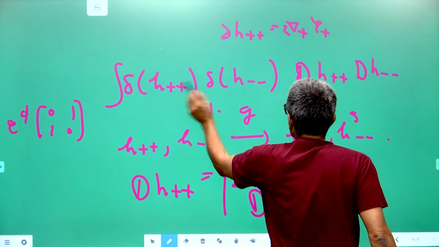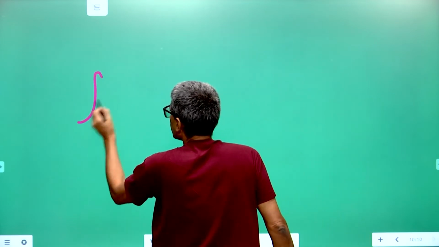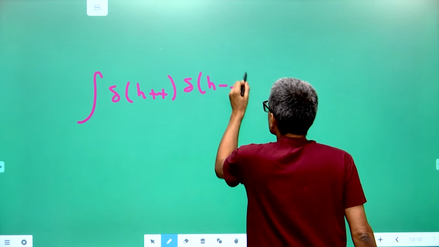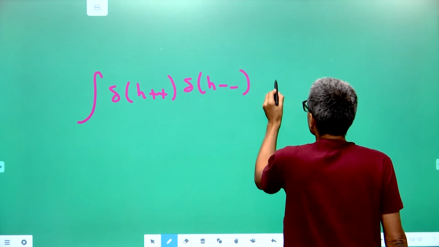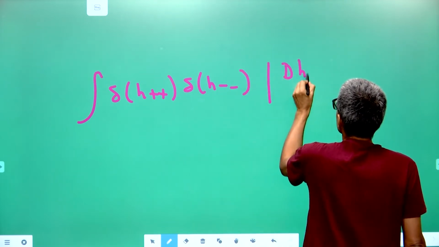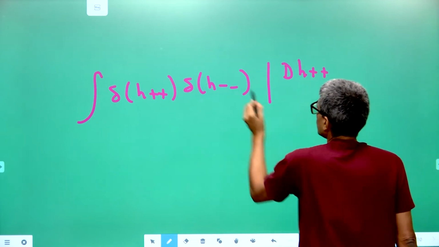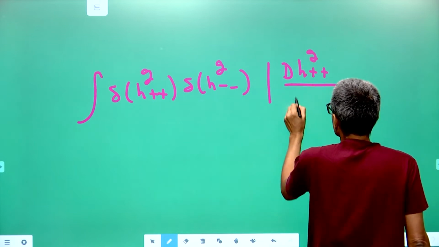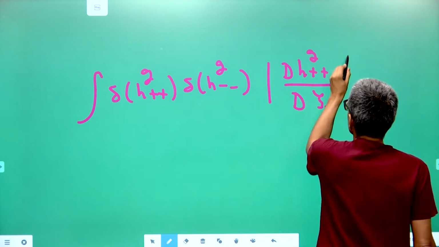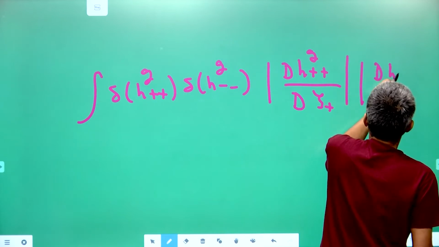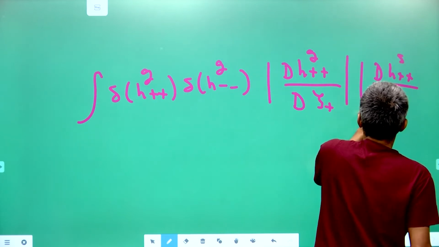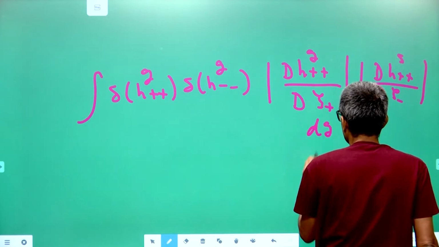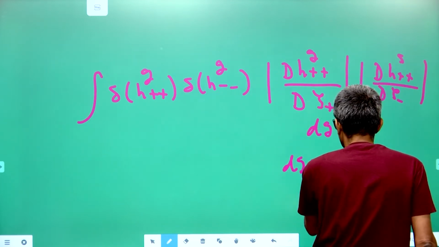So I can write this equation equivalently as the integral of delta h plus plus delta h minus minus into the determinant. So the determinant of d h plus plus g by d xi plus, I make a transformation by g, into the determinant of d h minus minus g by d xi minus, and then d g. When I say d g, it means d xi plus d xi minus.